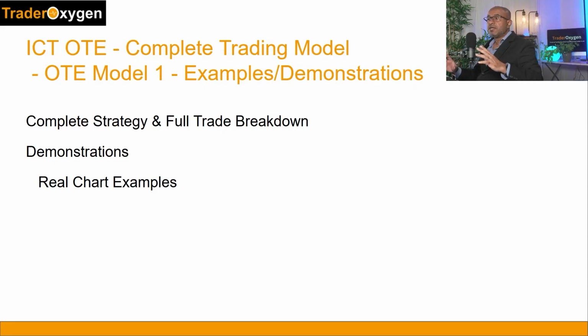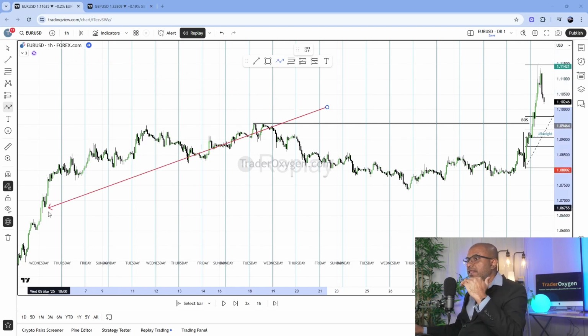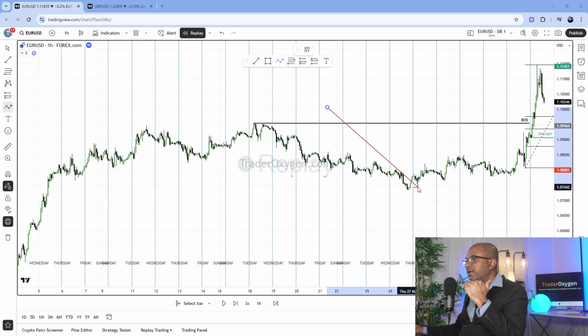Okay, now let's look at OTE model 1. What we will do now is go and look into real chart examples with demonstrations, where you can see this complete strategy and full breakdown being applied to real charts. So I'm in the Euro USD 1 hour chart, and the price is in a clear uptrend, making higher highs and higher lows and some retracements.